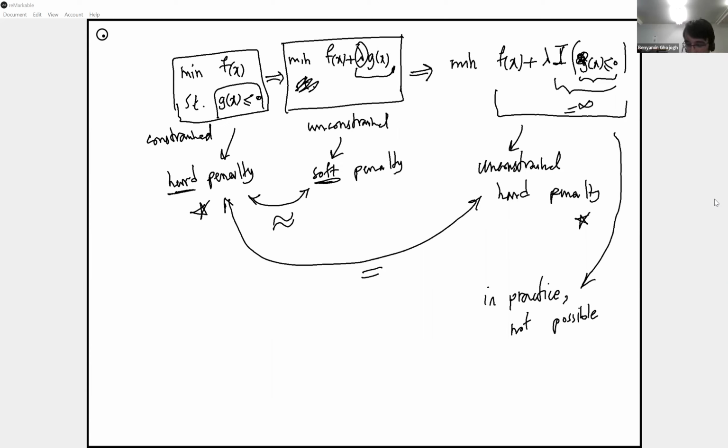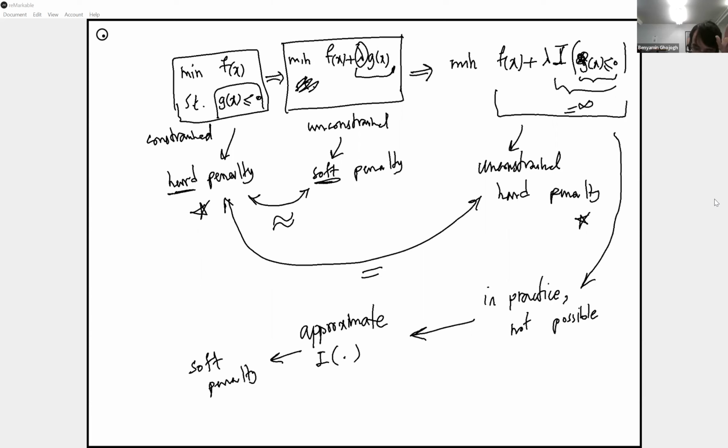Right? How do you code infinity in practice? In theory, it works, it makes sense. They usually approximate, because you can't code an indicator function in a machine. Let's approximate the indicator function itself. We will see that in this session. When you approximate that, you change the hard penalty to a soft penalty again.